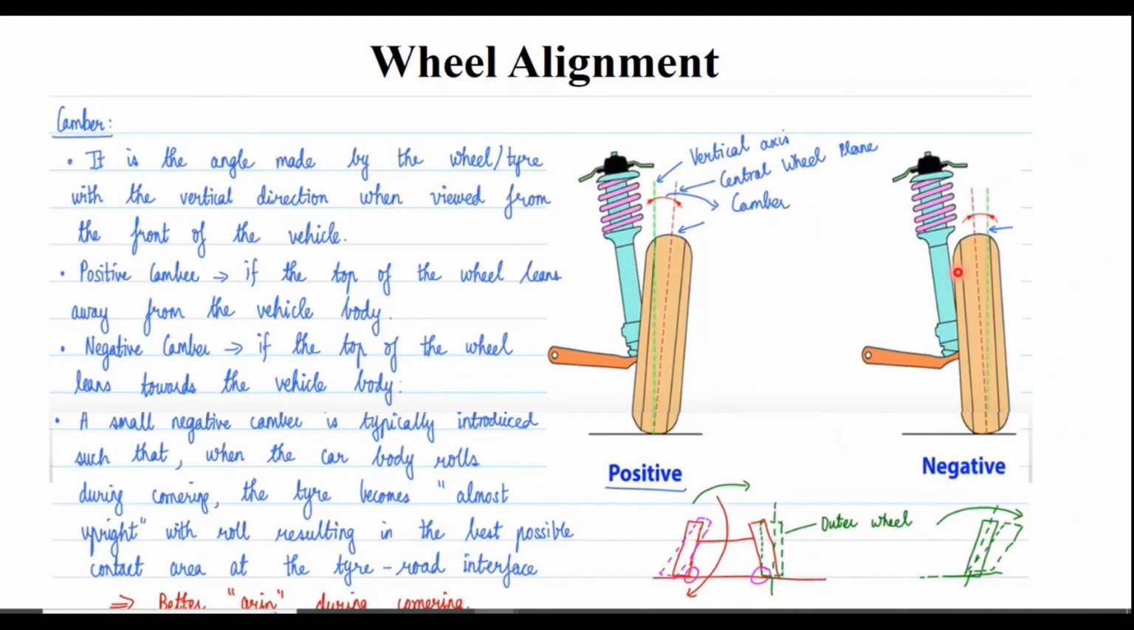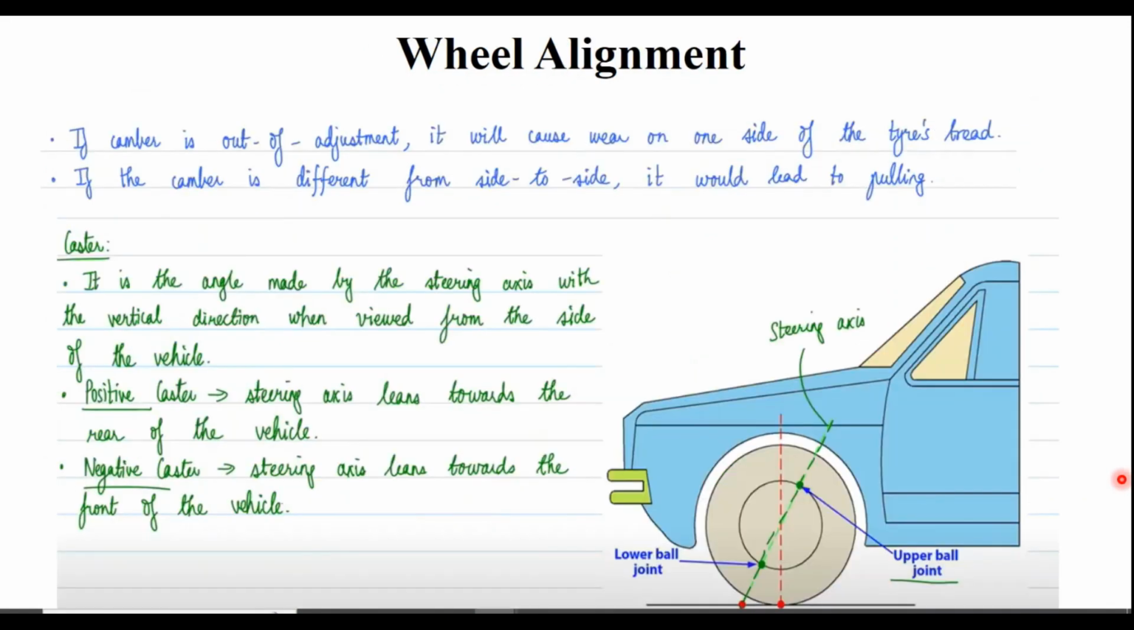Now negative camber is much better for a better grip during cornering. Basically, it helps during cornering. And if the camber is out of adjustment, it will cause severe tire wear on one side, and if the camber is different from side to side, it will also lead to the vehicle pulling to one side.